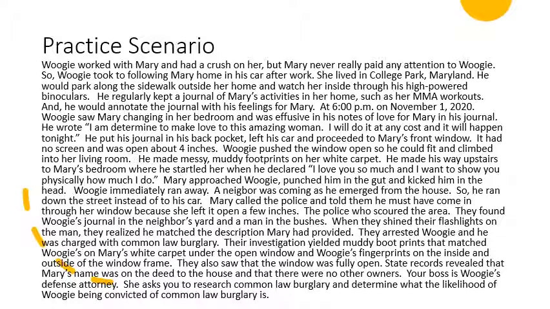Their investigation yielded muddy boot prints that matched Woogie's on the white carpet under the open window and Woogie's fingerprints on the inside and outside of the window frame. They also saw that the window was fully open. State records revealed that Mary's name was on the deed to the house and there were no other owners. Your boss is Woogie's defense attorney. She asks you to research common law burglary and determine what the likelihood of Woogie being convicted of burglary is.